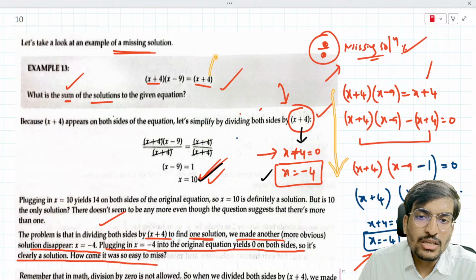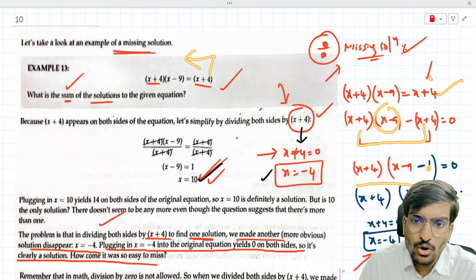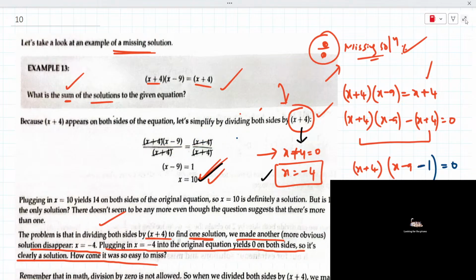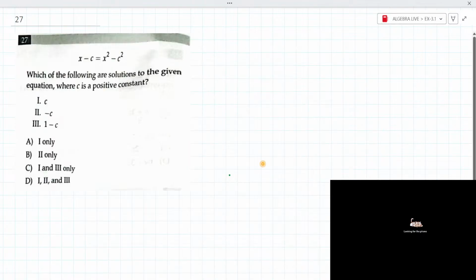Or else you can solve in the original way. How do you solve the original way? Transpose this to the LHS, then take x common, and then you have x minus 9. That way you can get it after factoring, but that is a bit lengthy. When we divide on both sides, we get the answer quickly. Got it? And whatever we divided with, try that also. That will be one of the solutions.